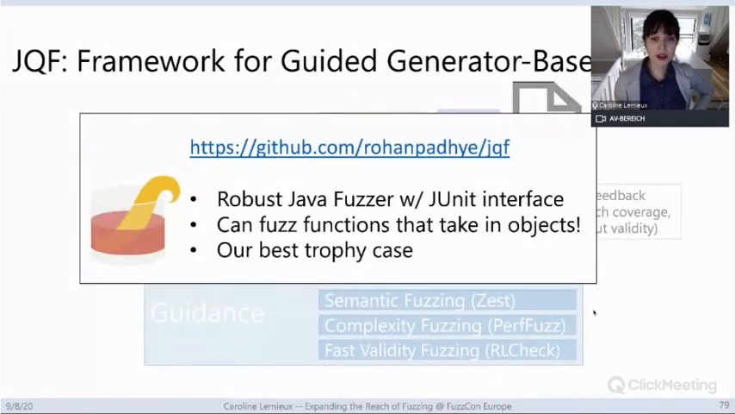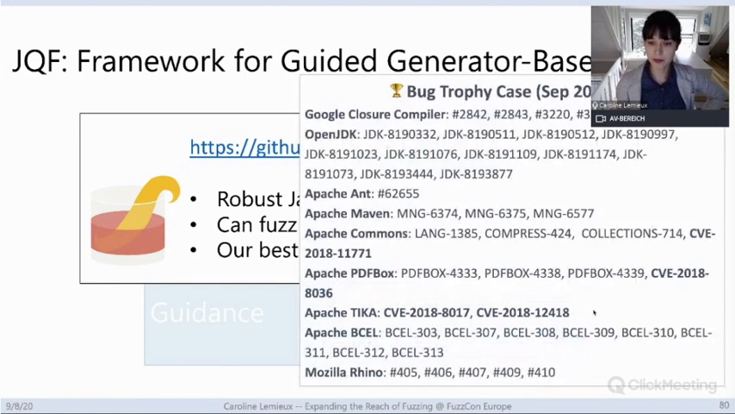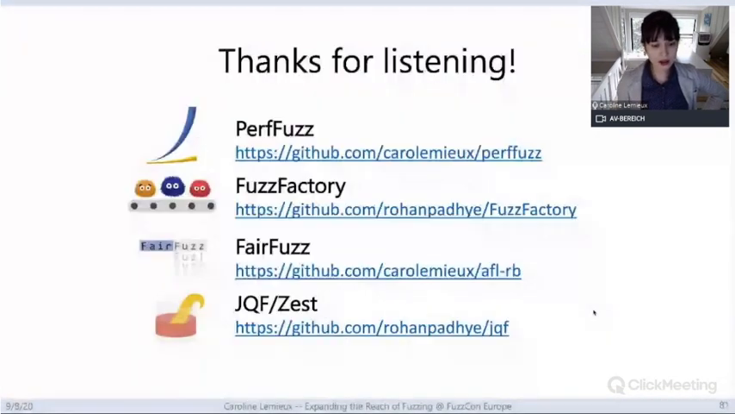And this framework has been used quite widely. It is a Java fuzzer, but I'm really excited to see these concepts applied in other places, and it's found a lot of nice bugs in pretty robust pieces of Java software. So that's all the time I had. Thank you for listening, and I'll take any questions.